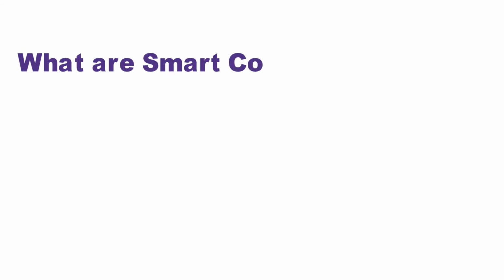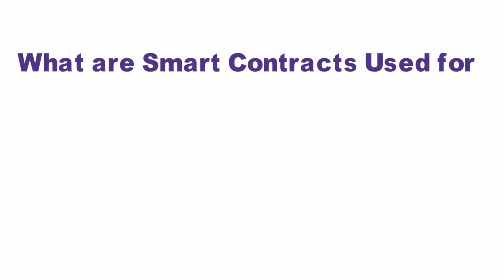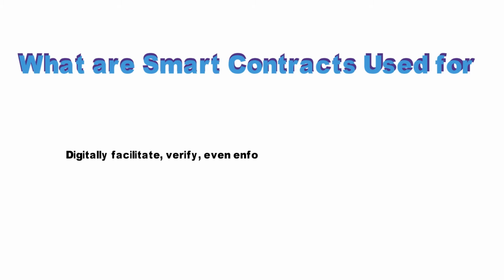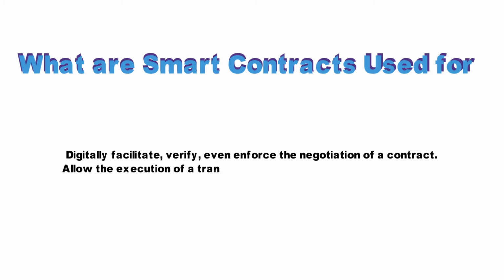What are smart contracts used for? Smart contracts are used to digitally facilitate, verify, even enforce the negotiation of a contract. Smart contracts allow the execution of a transaction without a third party or a middleman.